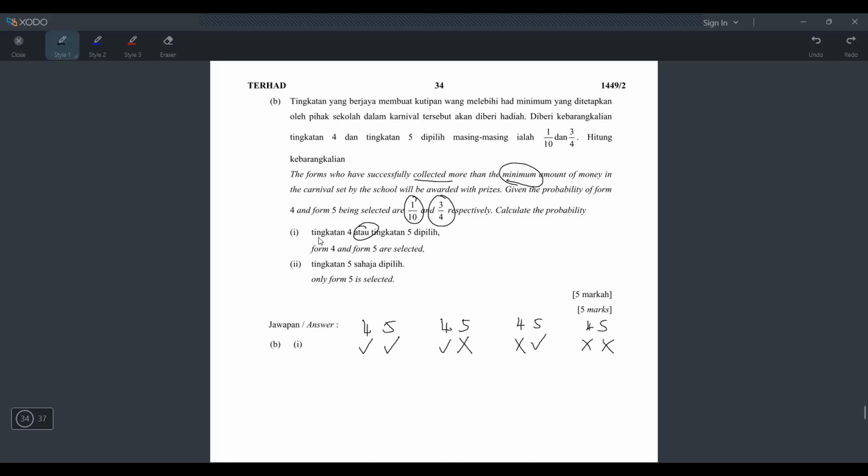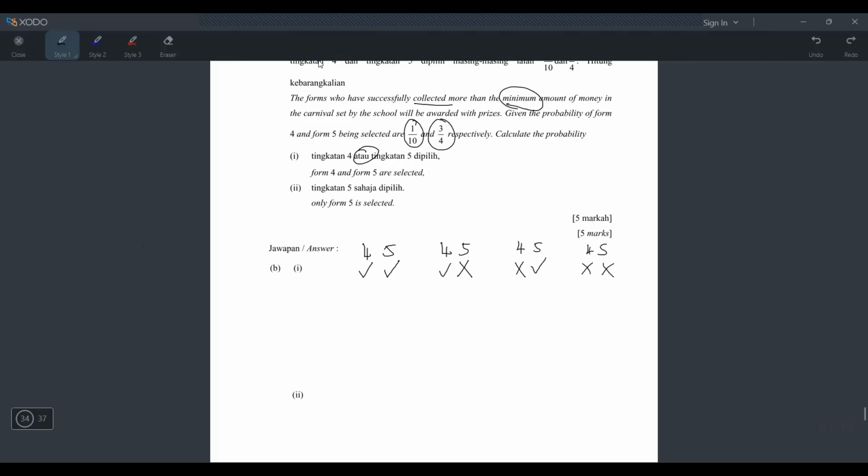Calculate the probability that Tingkatan 4 atau Tingkatan 5 dipilih. Let me tell you what it means. It means I will take this one, this one, this one, plus. I will not take this, because 4 or 5 means 4 or 5 selected. It means the one you choose has to be from 4 selected or from 5 selected, or both, both is also okay, or one selected. This one cannot, because both are not selected. This one of course cannot, because they say it has to be from 4 selected or from 5. So we will take these 3 and add together.